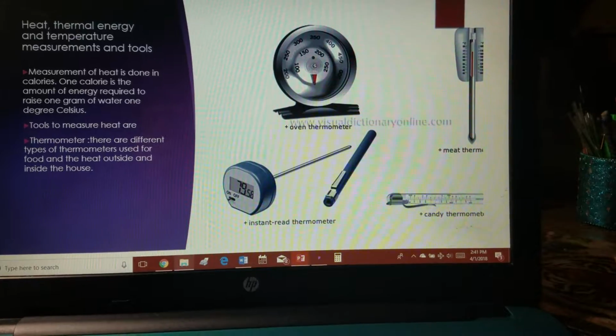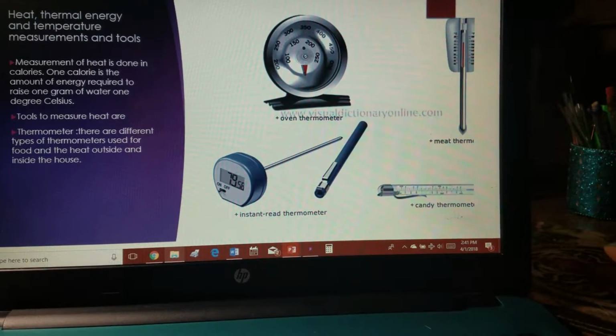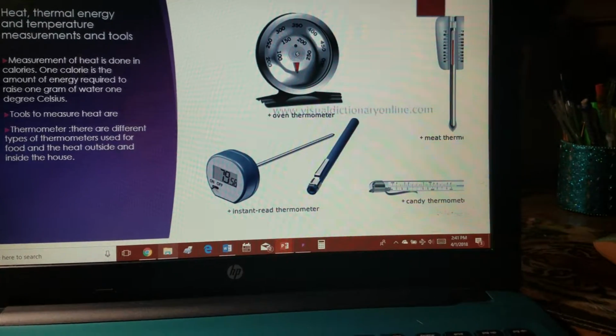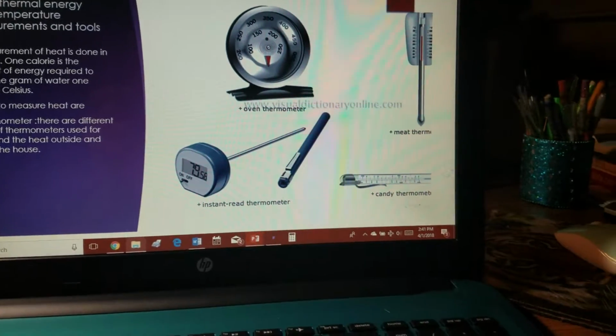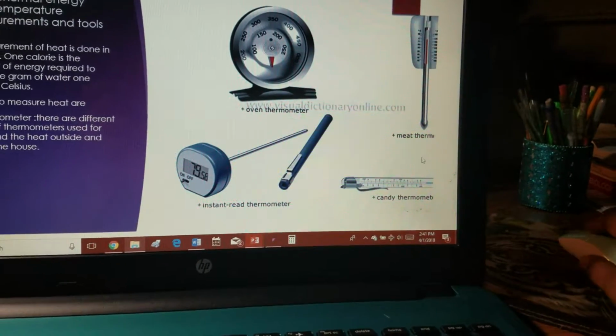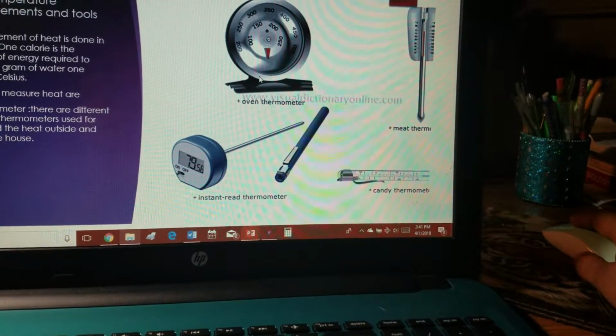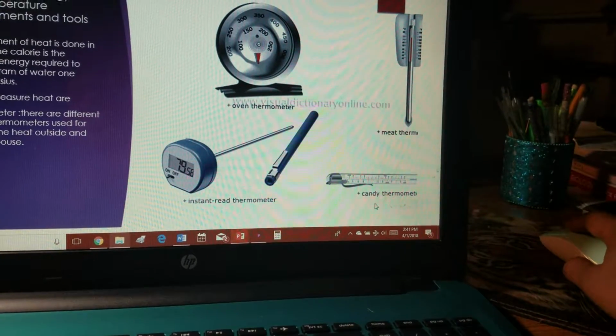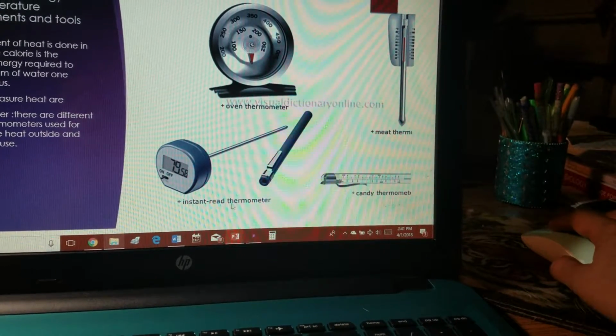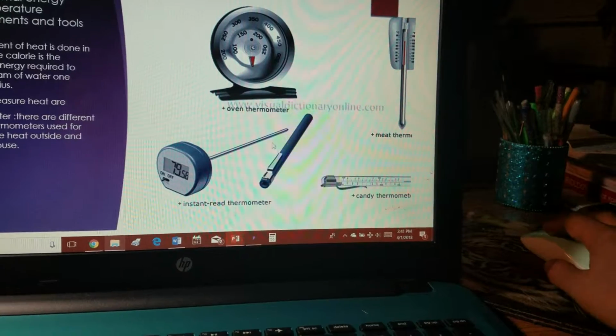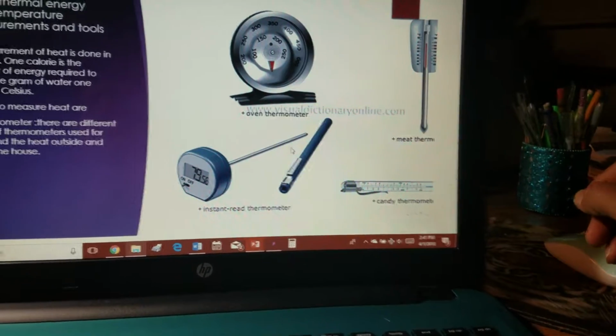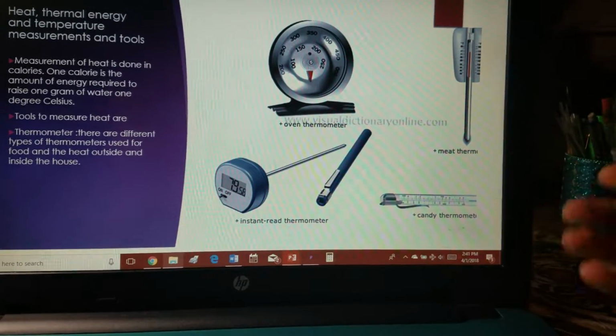Tools of measurement are thermometers, or different types of thermometers used for food and for the temperature outside of the house and inside of the house. So this would be an oven thermometer, a meat thermometer, a candy thermometer, and an instant read thermometer. Here we would also use the thermometers that we use to measure our body heat.